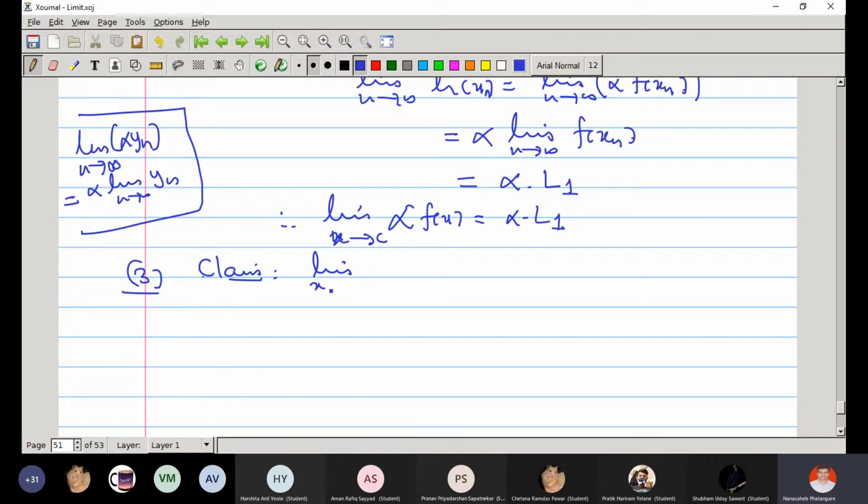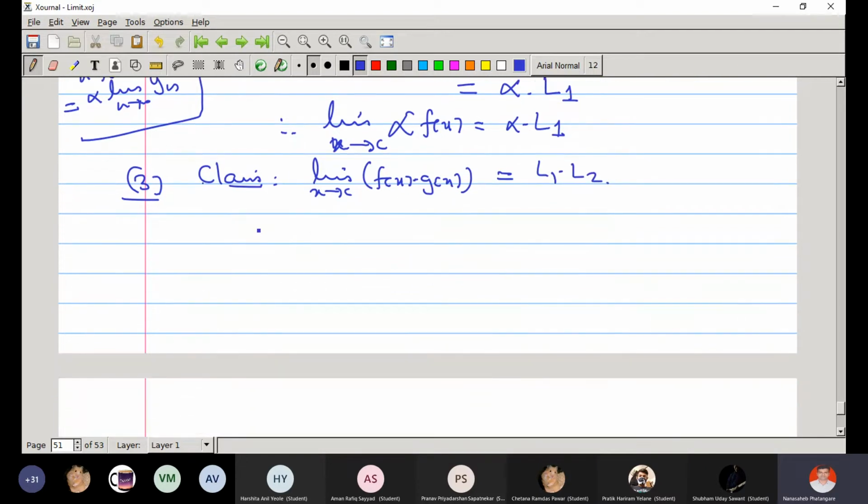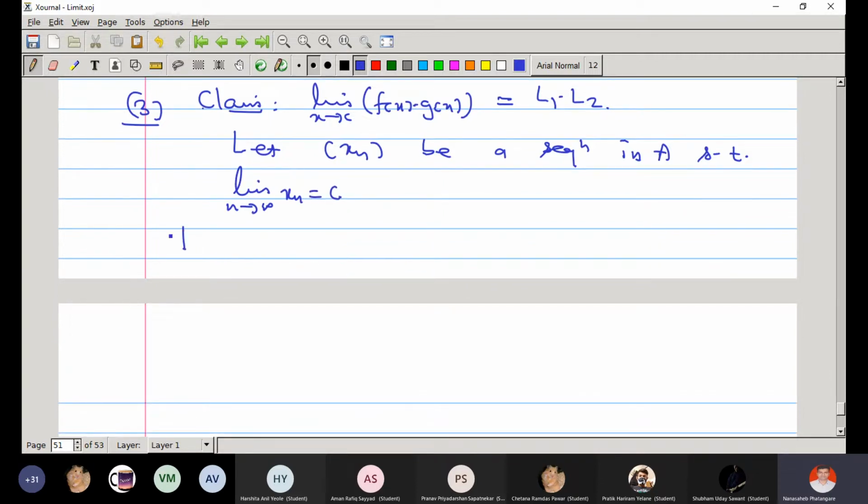So the limit of f(x) into g(x) is L1 into L2. This is what we want. So what is the strategy? Let xn be a sequence in A such that the limit of xn is c. Choose a sequence converging to c. Then what is the limit as n tends to infinity of f(xn) into g(xn)?